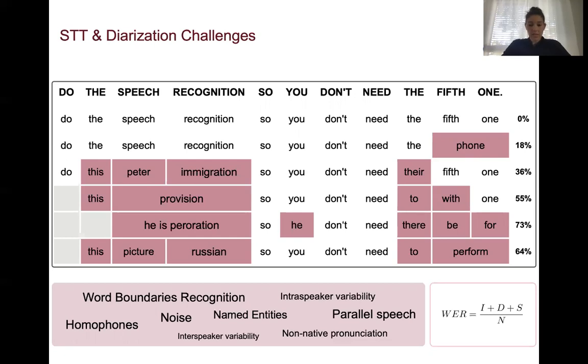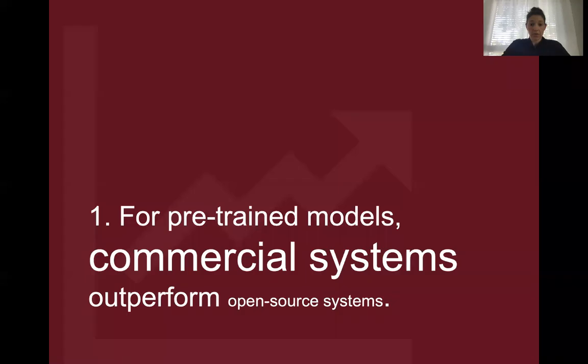Word error rate is used in almost all our evaluations for evaluating STT. For diarization, we use diarization error rate. I'll discuss it later. Okay, so let's see what is the first insight we'd like to share with you. For pre-trained models, commercial systems outperform open source systems.